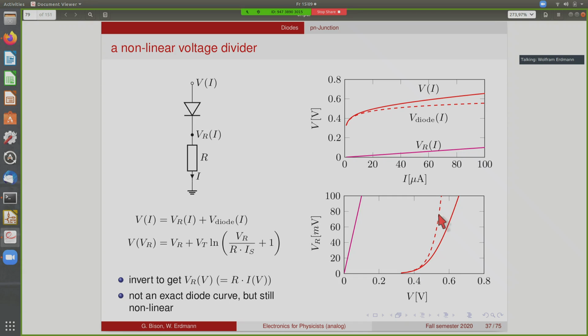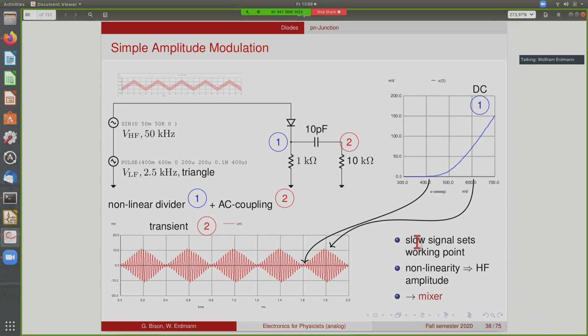It's not the exact diode curve that we had before, but it's still nonlinear, and that's the only thing we need for this application. We need a nonlinear voltage divider. And a very simple application is shown here. So this is this nonlinear voltage divider. This is the IV curve of it that we've just discussed. And you apply now an input voltage that is the sum of a slowly varying triangle voltage, and on top of that you have the fast varying, or relatively high frequency, sine wave. So and the result is shown here. So you have this triangular shape, and on top of that the fast sine wave.